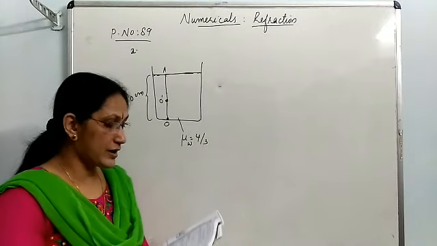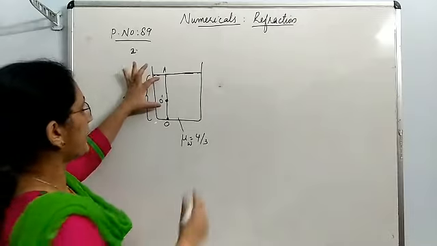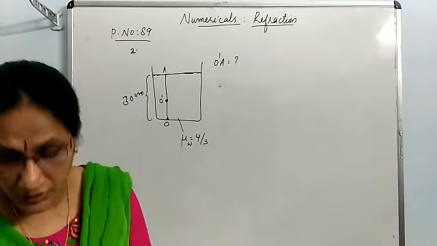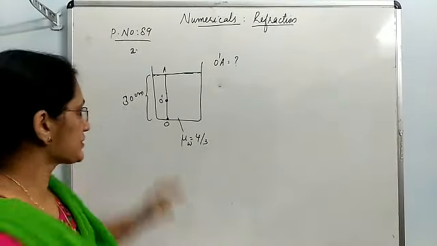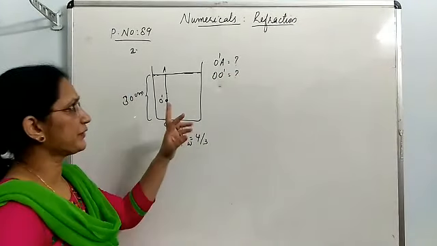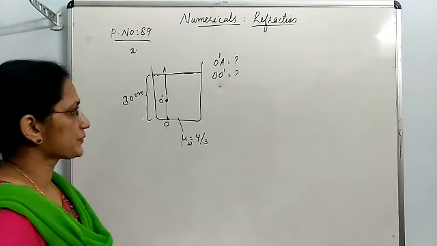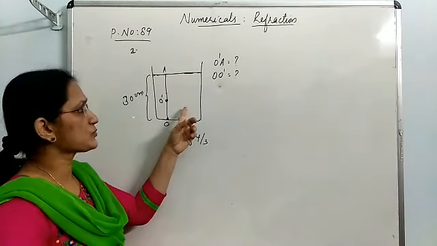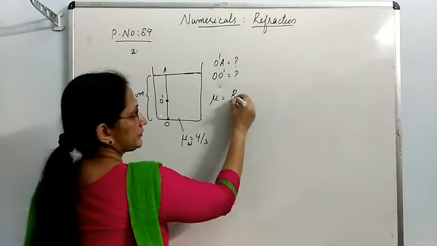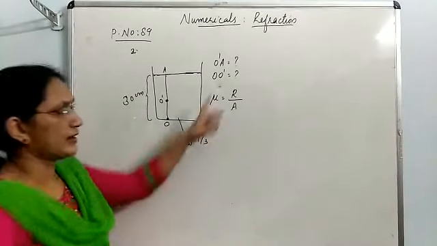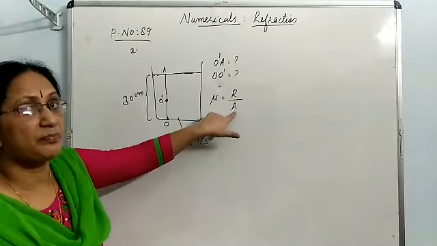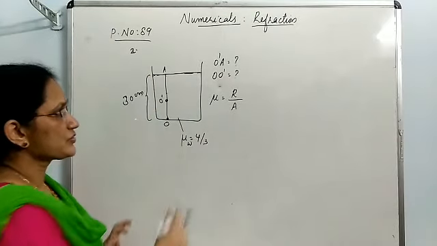Then how will you find out apparent depth of the coin? Apparent depth means O dash A you have to find out, and also the shift happened. Shift means O O dash. That is called shift. So we have to find out these two from the question. How will you proceed? Refractive index of this water is real depth upon apparent depth. R represents real depth, that is OA. A means apparent depth, that is O dash A. So you substitute the values.